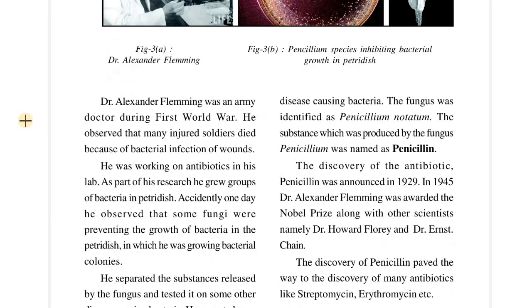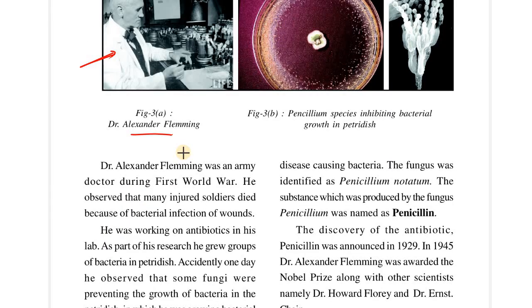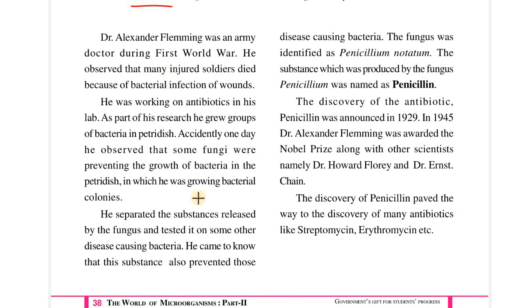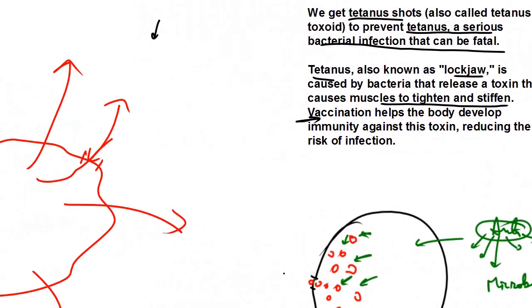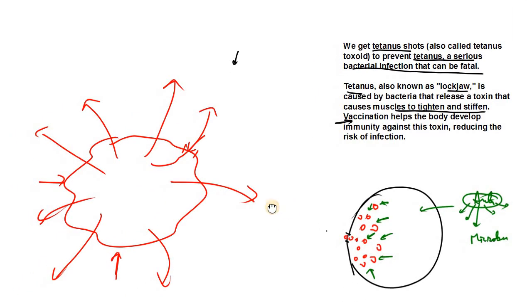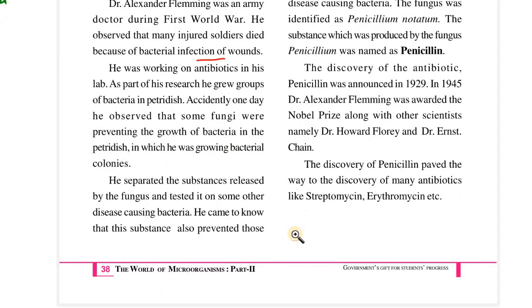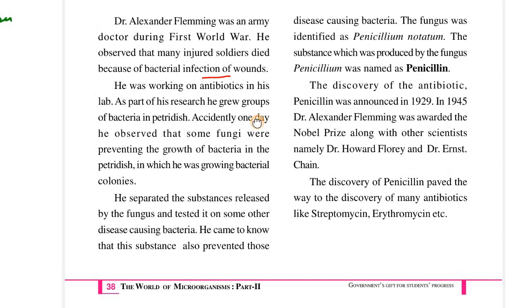Okay, good. Now you see, this great person is Dr. Alexander Fleming. He is the one responsible for the discovery of penicillin. Well, he was an army doctor during the World War, and he observed that many injured soldiers died because of bacterial infections of wounds, right? And what was the infection, do you think? It is just this culprit, tetanus-like infections that we have just talked about. Okay, so it was very dangerous at that time. Nowadays also it is dangerous, but we at least know how to defend ourselves against it.